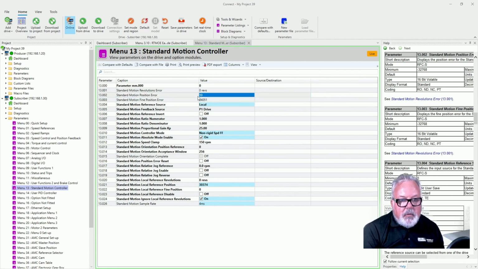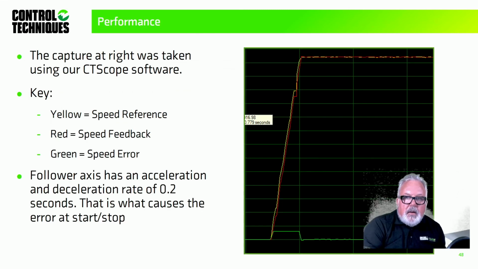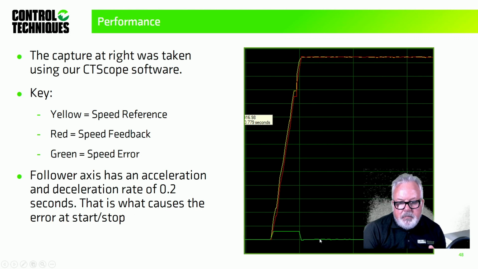And the last thing I will show you is this. If you use our CT scope software, you can graph out how well the velocity following is performing. So the yellow trace is speed reference, that's coming from the master. Red is speed feedback, and green down at the bottom is the speed error. So you see I get a pulse of error when I'm accelerating, and I'd see another one if I were to stop. And that's because I have an acceleration rate of 200 milliseconds in my subscriber.